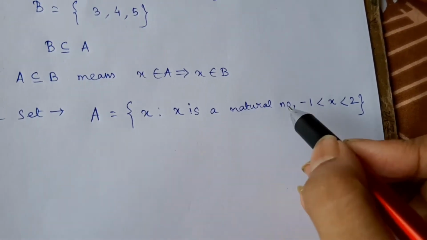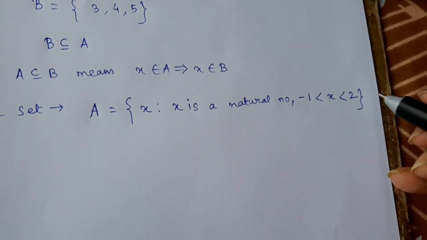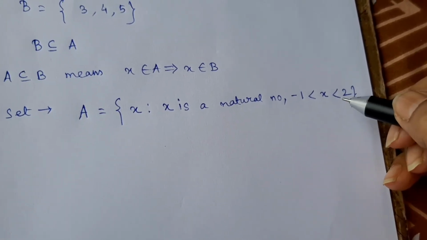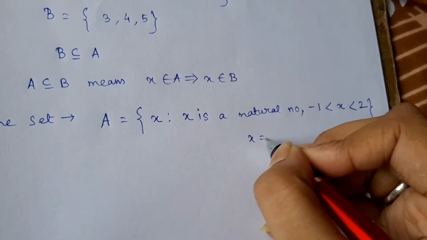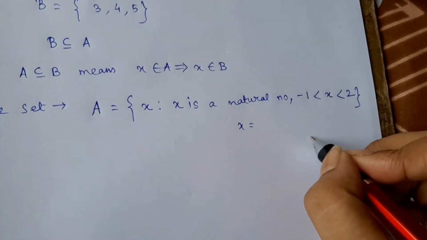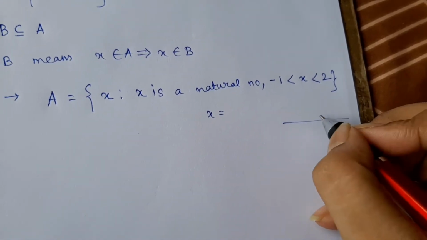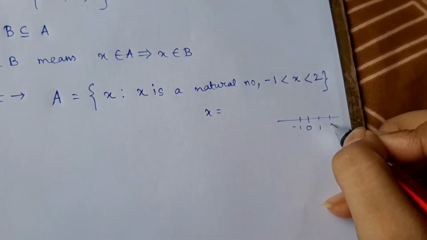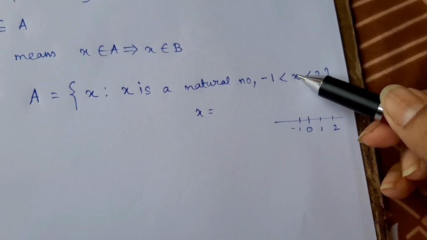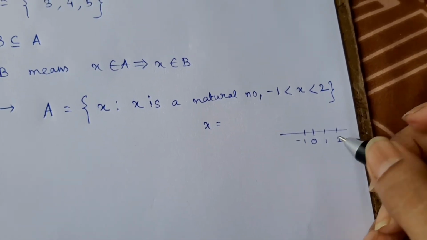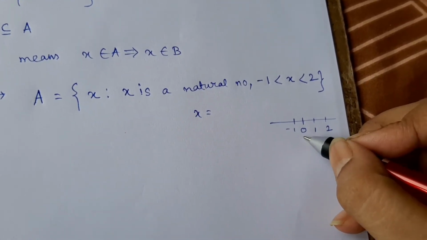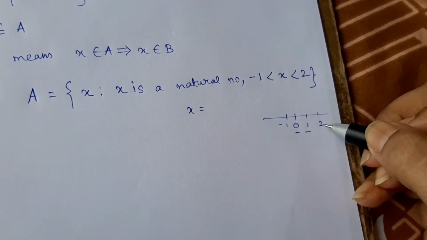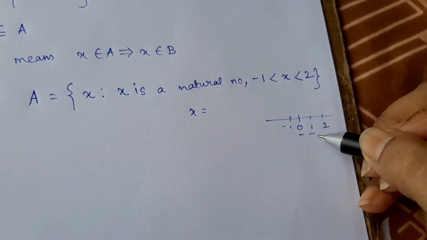X such that X is a natural number, -1 less than X less than 2. The value of X is greater than -1 but less than 2. So X contains elements. If I draw a number line: 0, -1, 1, 2, but we say that X is greater than -1 and less than 2. If X is greater than -1, then X must contain 0 and 1. Since it is less than 2, it does not contain 2. It only contains 2 elements, 0 and 1.